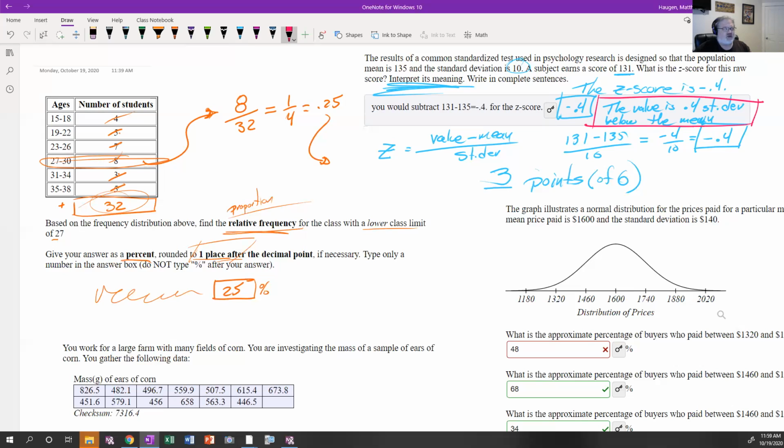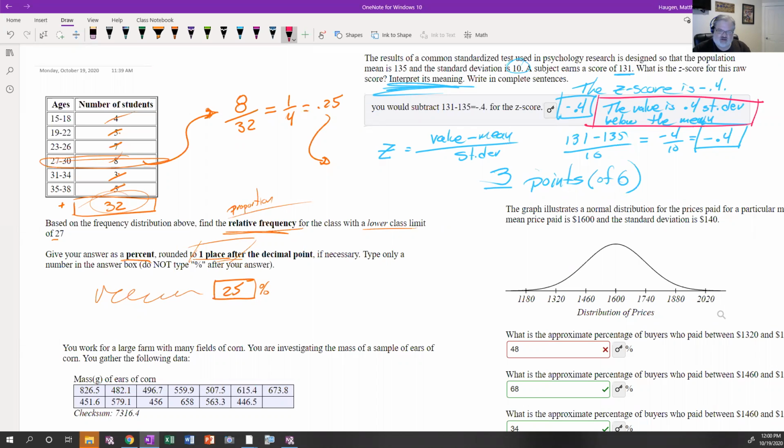That's an example of somebody who's all true, but working too hard trying to answer this question. I think I gave that 6 out of 6, but that's working a little bit harder than necessary. Just saying it was below the mean is a little bit less, but correlating that value to a number of standard deviations is the key.